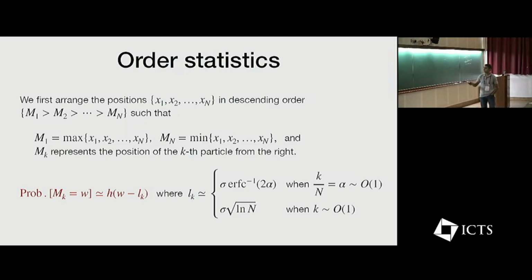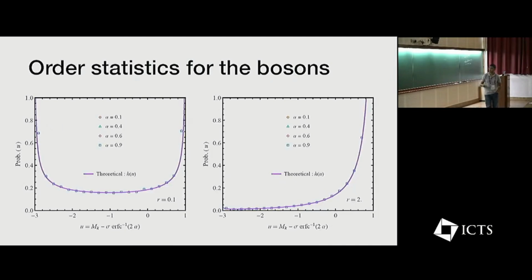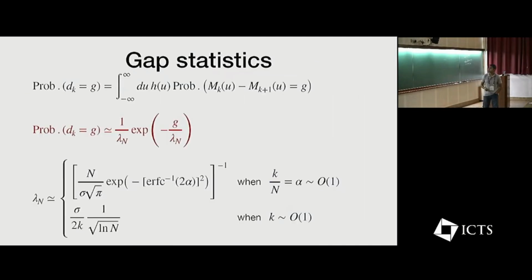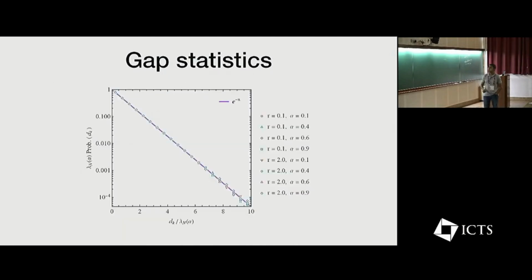Okay, so you can in fact find when k is in the bulk or k is in the edge. This is this distribution. Gap statistics again: it has an exponential distribution with some typical lambda, which you can find explicitly.